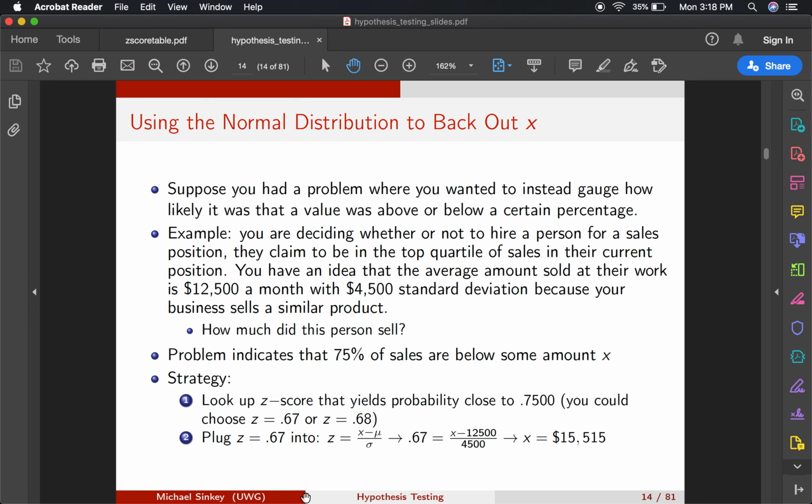So just to give you an example, suppose you're looking to hire someone for a sales position. They claim to be in the top quartile in their current job. They don't tell you the exact sales amount. So you tend to find a lot of these types of problems when negotiating over salary.